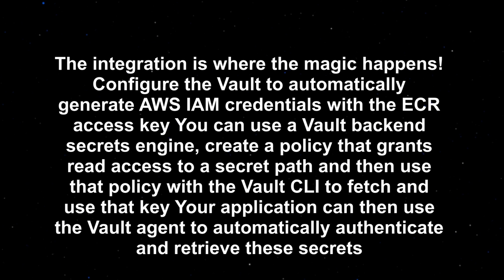The integration is where the magic happens. Configure the Vault to automatically generate IAM credentials with the ECR access key. You can use a Vault backend secrets engine. Create a policy that grants read access to a secret path, and then use that policy with the Vault CLI to fetch and use the key. Your application can then use the Vault agent to automatically authenticate and retrieve these secrets.